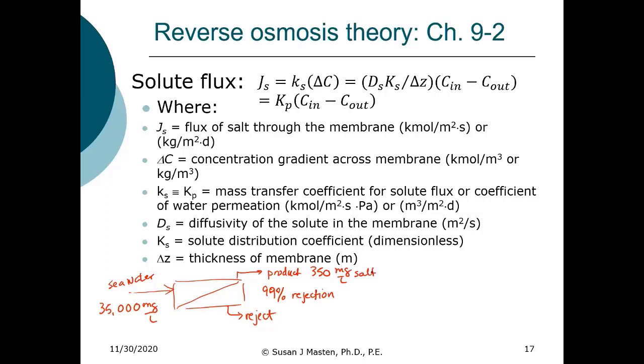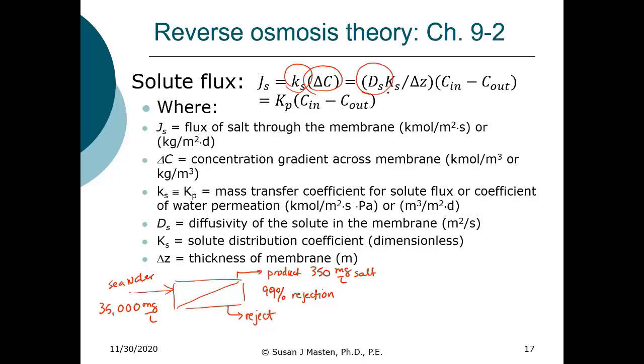So some of the salt will pass across that membrane. It's not 100% removal. And what this equation shows you, one, is that it's dependent on the difference in concentration across that membrane surface. It's also a function of the membrane itself. So different membranes will have different mass transfer coefficients or different removals of your salts.